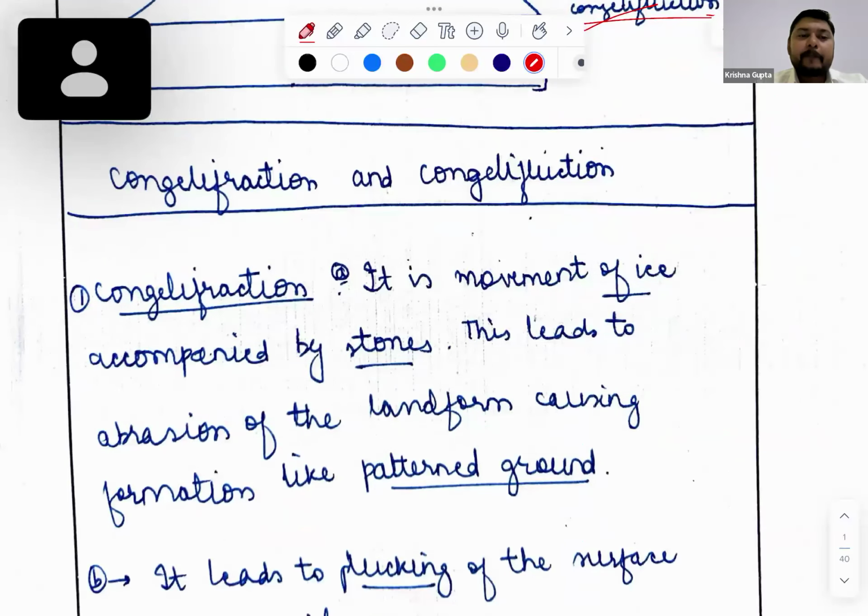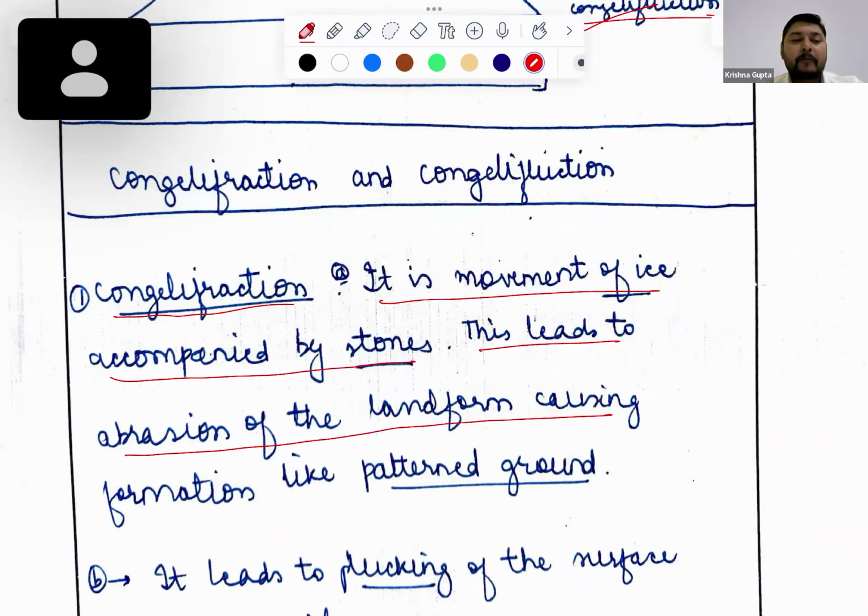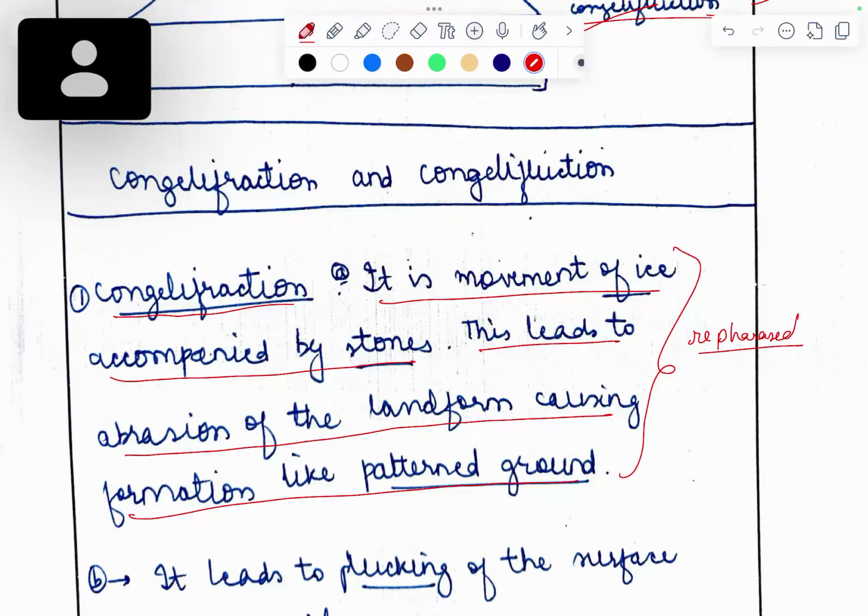Now, what you have written here: congelifraction is the movement of ice accompanied by stones. This led to abrasion of the landform, causing formation of patterned ground. This needs to be rephrased with respect to the answer. Just give me a second.